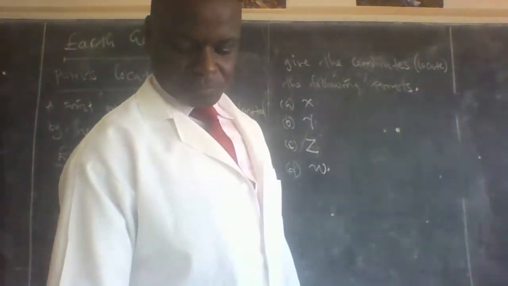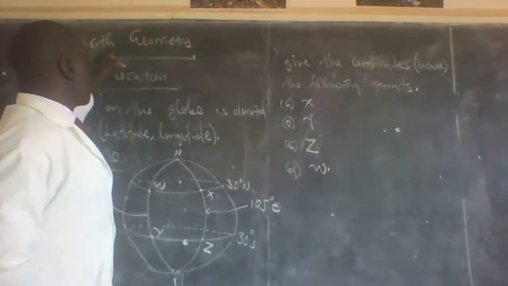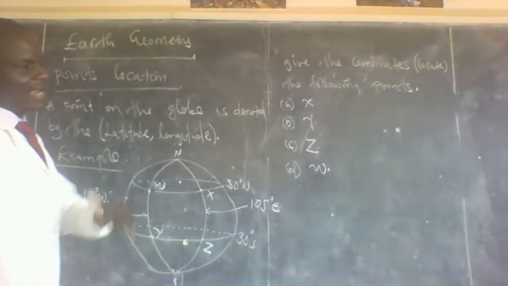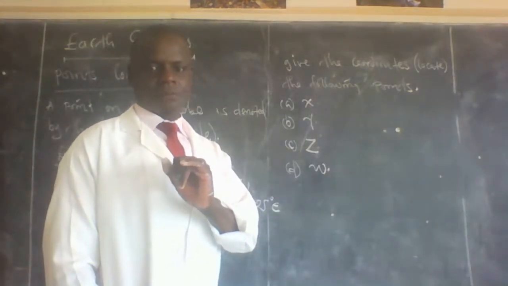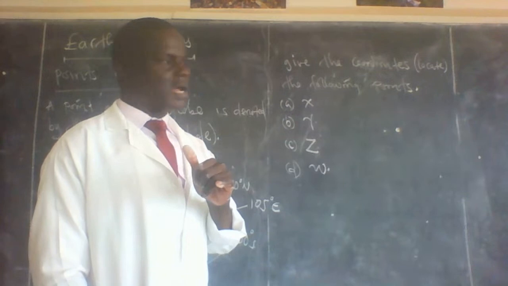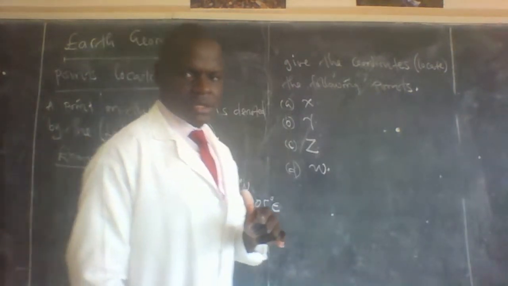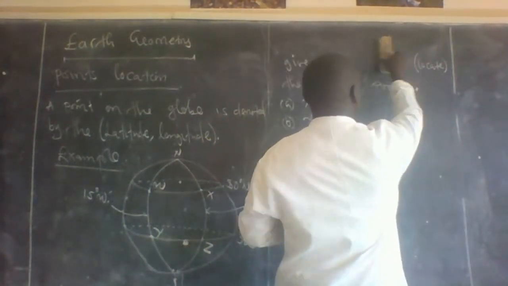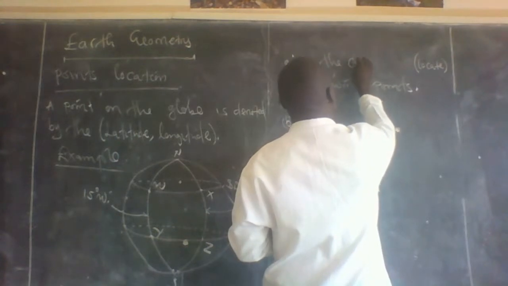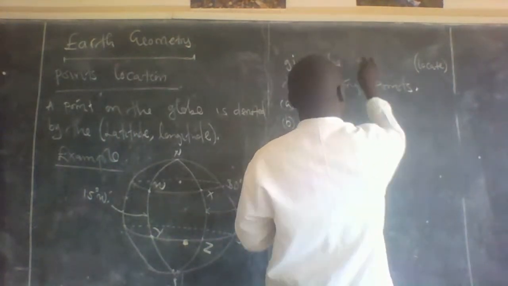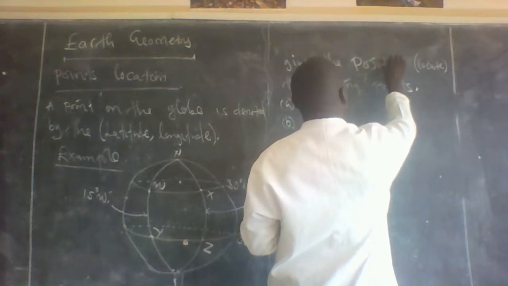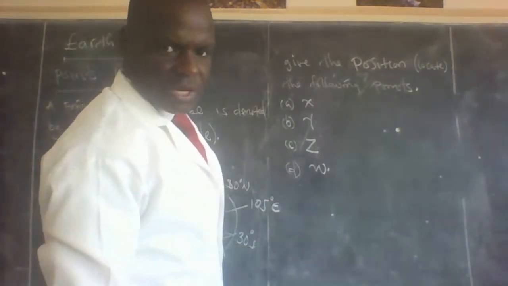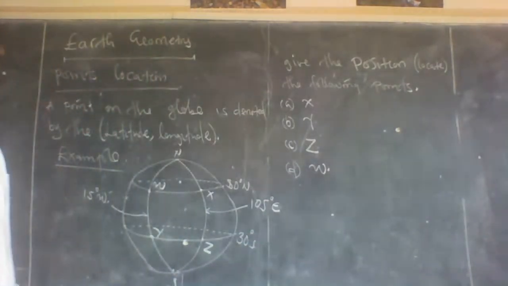How do we locate them? Remember, the point which is our guiding star: a point on the globe is denoted by, first, consider the latitude, second, consider the longitude. So this is the coordinate, or you say the position. Give the position, or locate the following points. So how do we locate them?